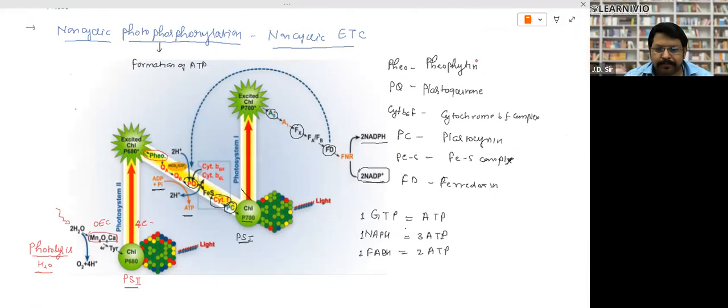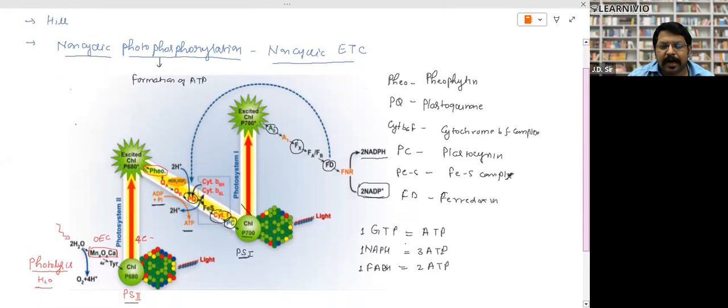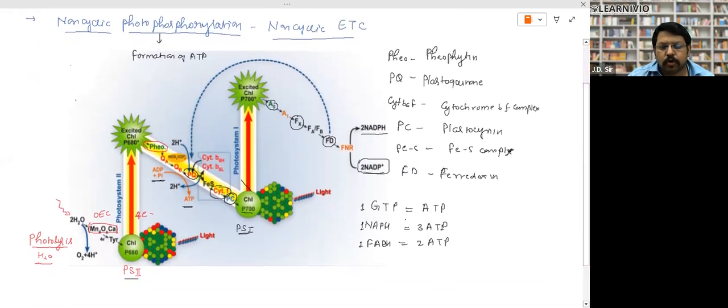Now come to non-cyclic photophosphorylation, the electron transport chain. Here the electron is produced at one point and consumed at another point. This was discovered by Hill. So what is non-cyclic photophosphorylation? You have to remember only those components which I have encircled like this.